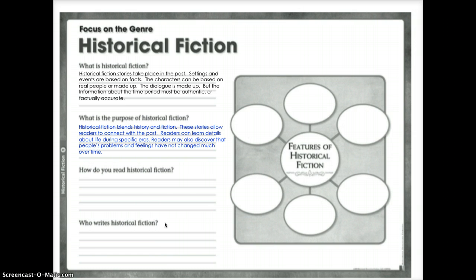And what you find is that readers may also discover that people's problems and feelings have not changed that much over time. The problems become more sophisticated because they build and there's so many more levels and layers. But the same kind of human emotion and the same human decision making that brings people to certain problems and to certain levels existed throughout time.